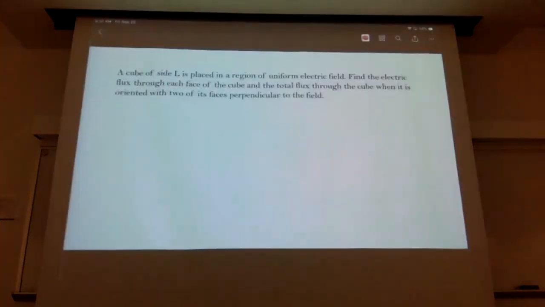before we move on. So my example says that I have a cube of side length L that's placed in a region of uniform electric field. Find the electric flux through each face of the cube and the total flux through the cube when it is oriented so that 2 of the faces are perpendicular to the field. So let's draw.